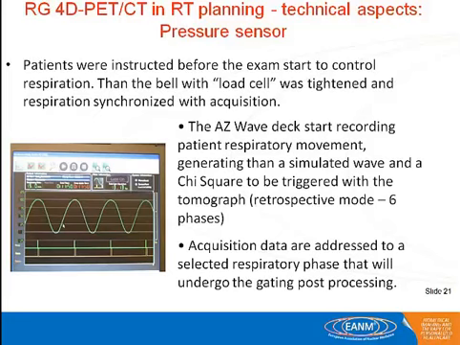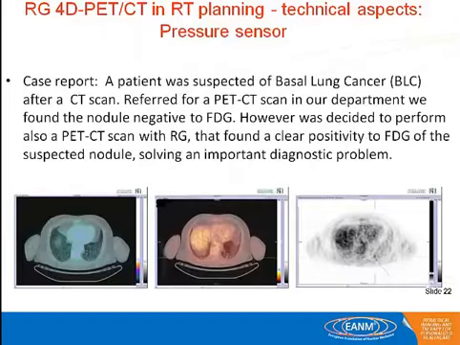So what we did: the patient was instructed to keep the breathing regular, and then we tightened the load cell on the patient. Then we start recording the movement of the patient and trigger it with a retrospective model with 6 phases of respiration. So the respiratory phases are divided in 6, and one acquisition data is addressed to a selected respiratory phase that will undergo the gating post-processing. So only one phase will really be analyzed.